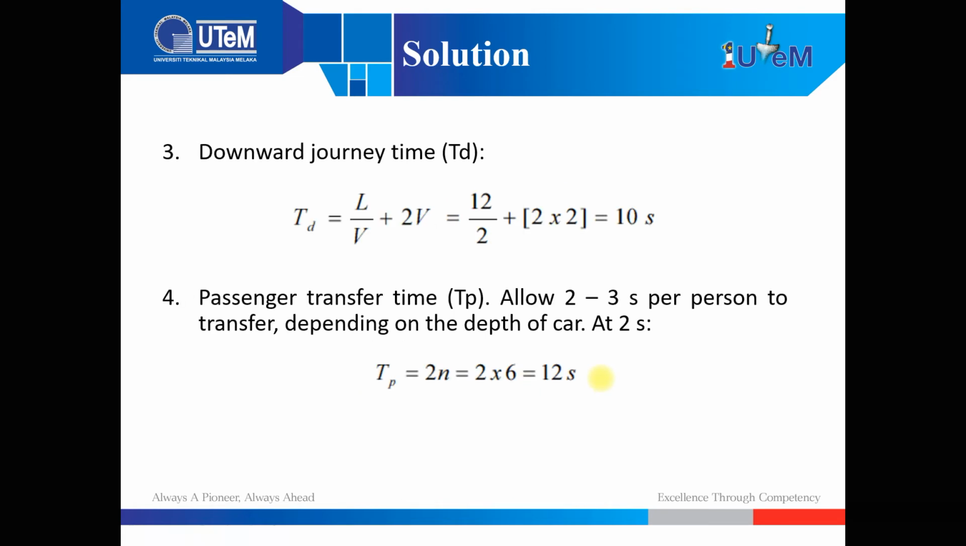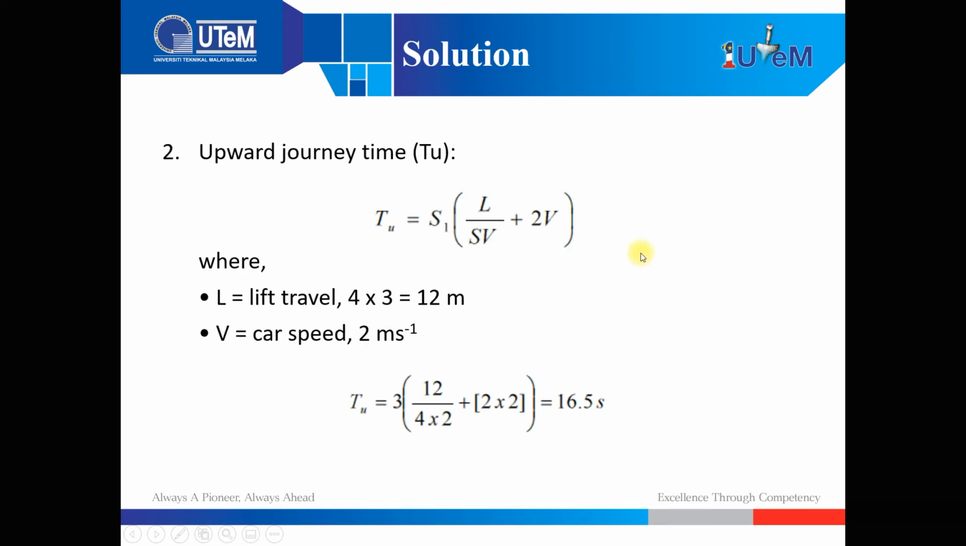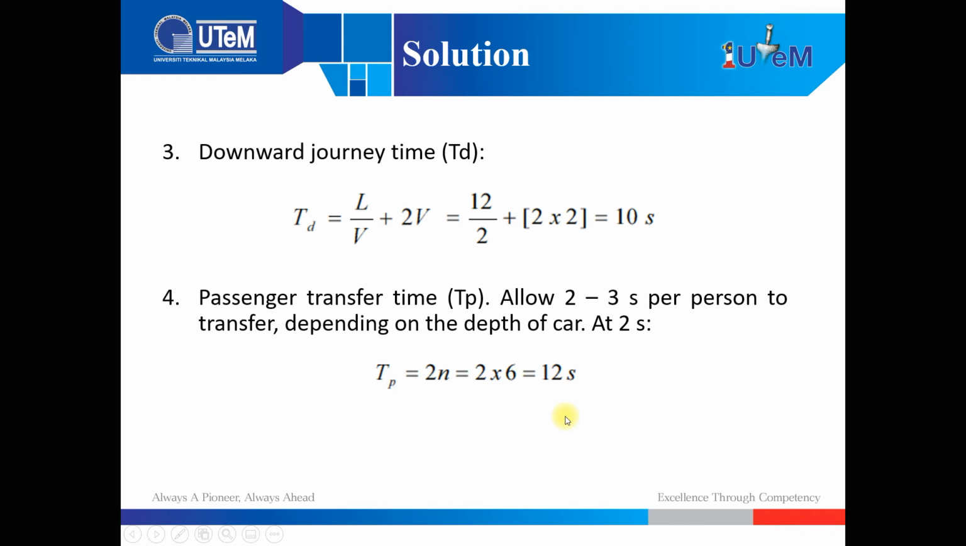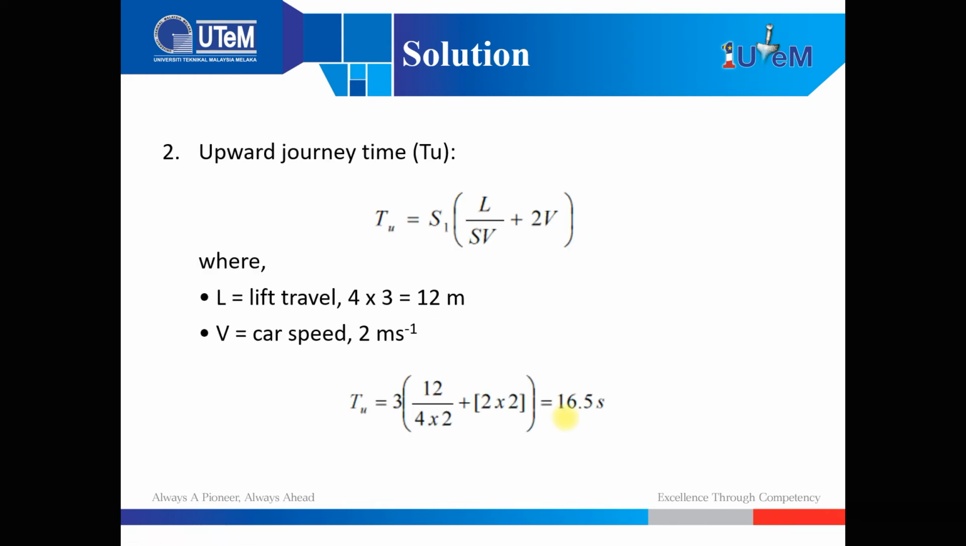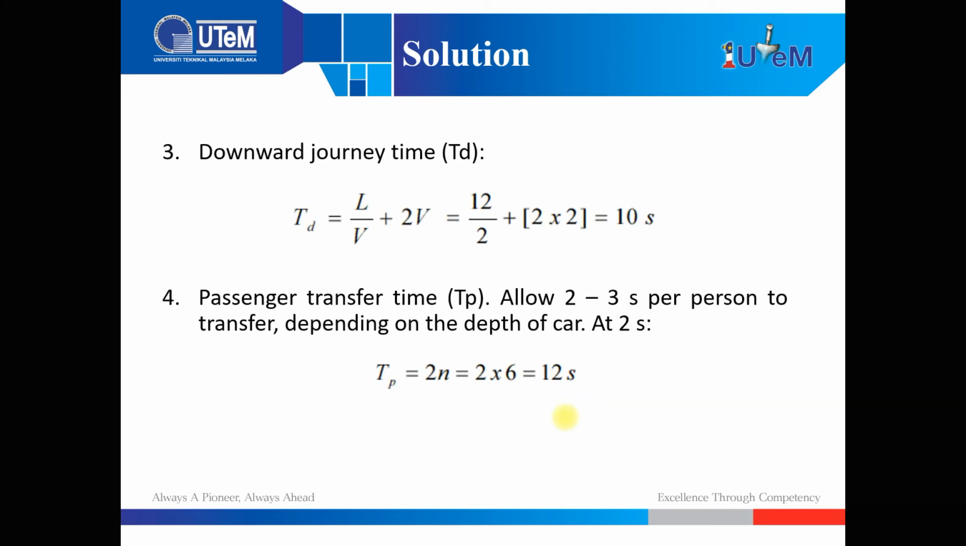Untuk downward, okay, downward L 12 meter jarak untuk keempat-empat floor, and then speed tambah dengan 2 kali speed, so kita dapat 10 second. So downward 10 second, naik 16.5 second. So maksudnya naik lebih perlahan berbanding dengan turun yang lebih laju lah.